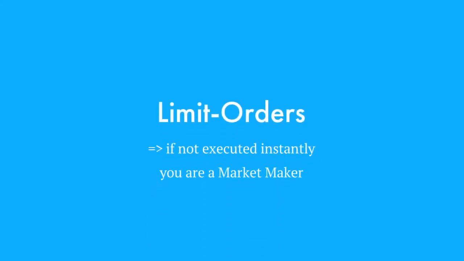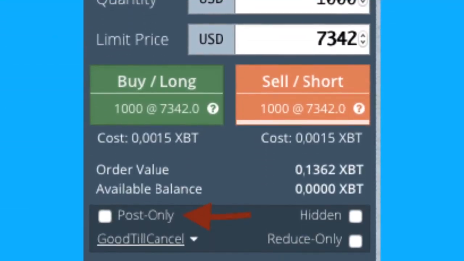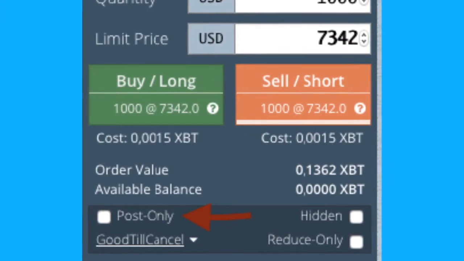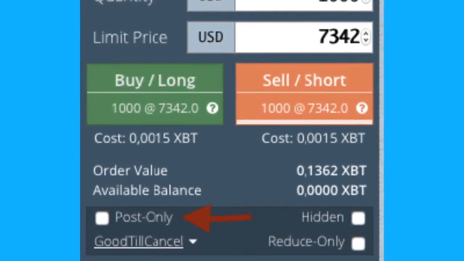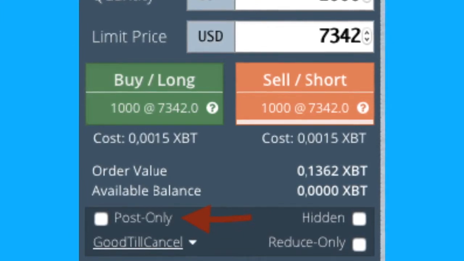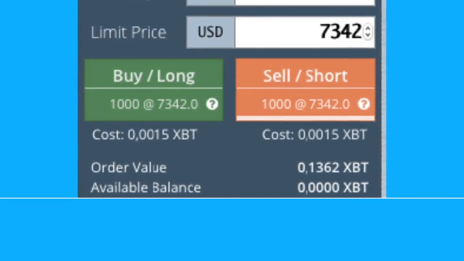The only way to become a market maker is to place a limit order below or above the current ticker price, without having that order get executed immediately. To prevent immediate execution on limit orders, you should tick the post only box in your interface. It's a nice feature from BitMex for market makers to guarantee their maker fee.